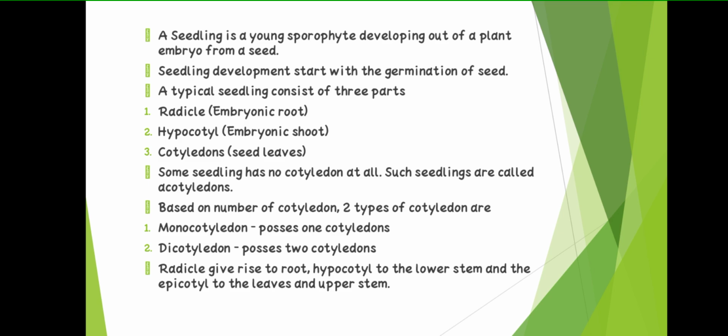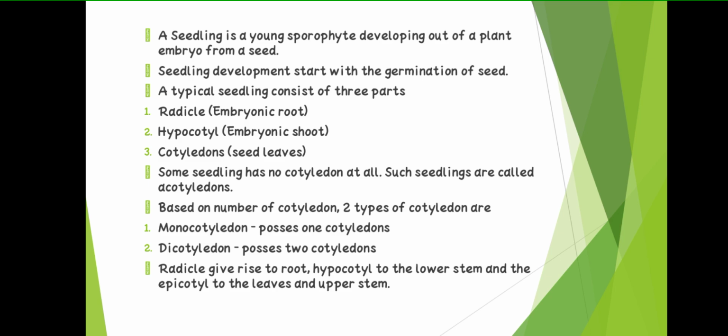We all know that some seedlings have no cotyledon at all, and such seedlings are known as acotyledons. Based on the number of cotyledons, there are two types, monocotyledons and dicotyledons, and the meaning of the term is known from the very word itself, that is monocotyledons possess only one cotyledon and dicotyledons possess two cotyledons.